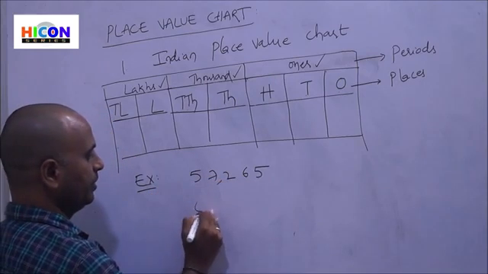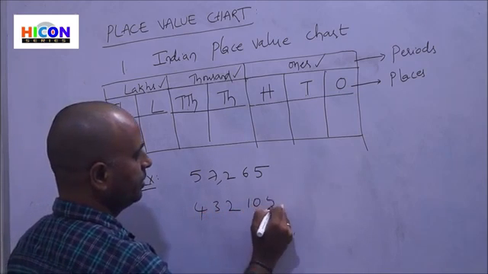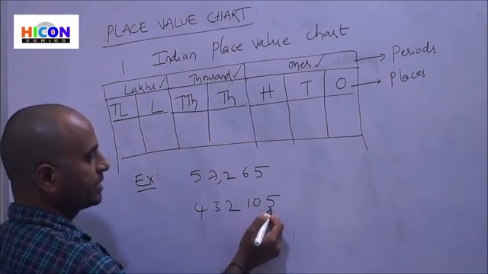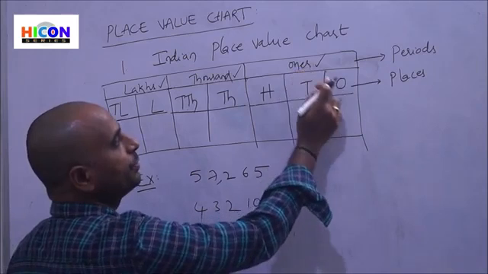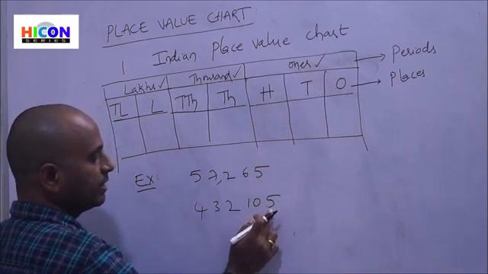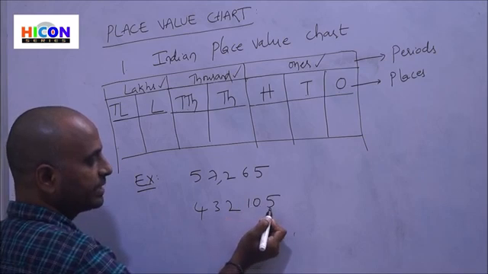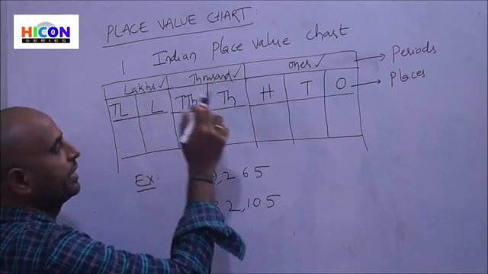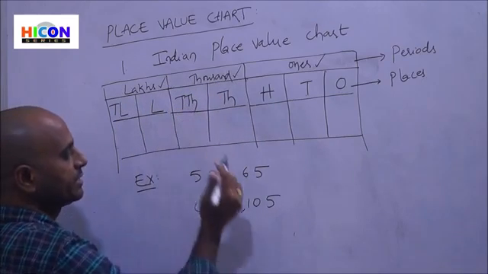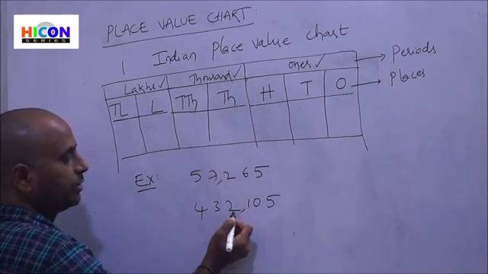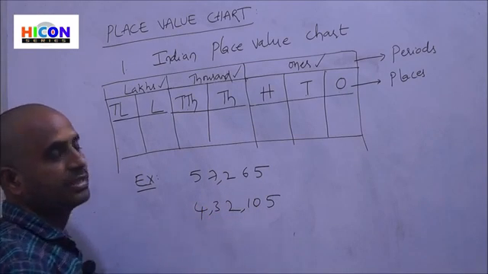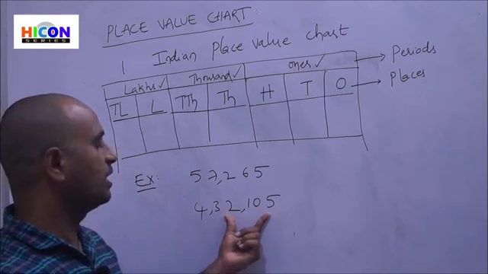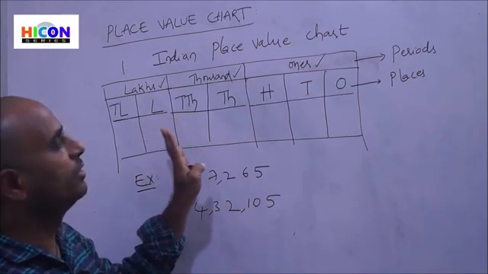Let us see another example, a 6-digit number, 432105. How to put commas? The first comma should be placed after 3 digits, because the first period contains 3 places, that is 1, 2, 3. The second comma should be placed after the thousands period. The thousands period contains 2 digits, so the second comma is placed after 2 places, that is 1, 2. This is the way of putting commas in the Indian place value chart. So this is the Indian place value chart.